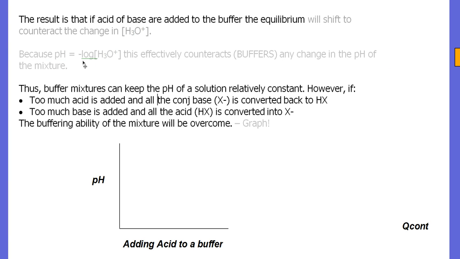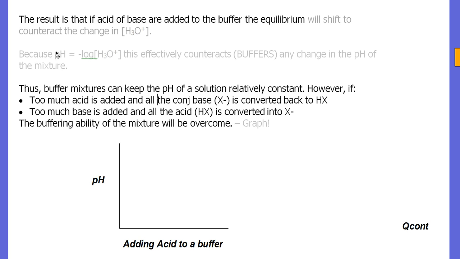So pH equals minus log H3O+. If the buffer system is keeping H3O+ constant, that means it's also keeping the pH constant. So buffer solutions are good at keeping the pH constant. And we've used buffer solutions in the past when we were testing the pHs of different chemicals and also testing indicator color changes. We used buffer systems so that they wouldn't change pH over a period of time.